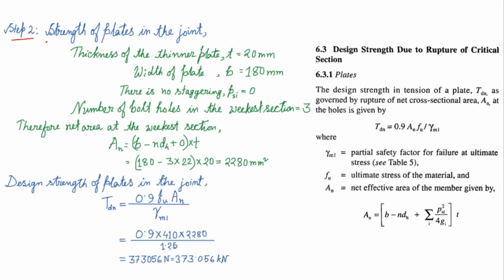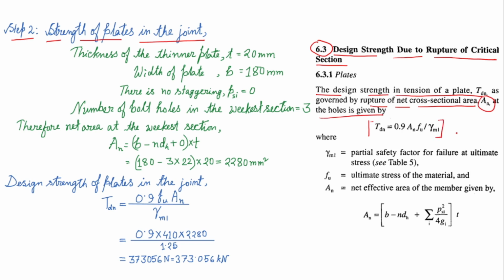In this step we have to calculate the strength of the plates in the joint. To calculate the strength of the plate, we have to follow clause number 6.3 of IS 800, where the design strength due to rupture of critical section is given. The design strength in tension of a plate, TDN, as governed by rupture of net cross-sectional area AN at the holes, is given by this formula we have to use.